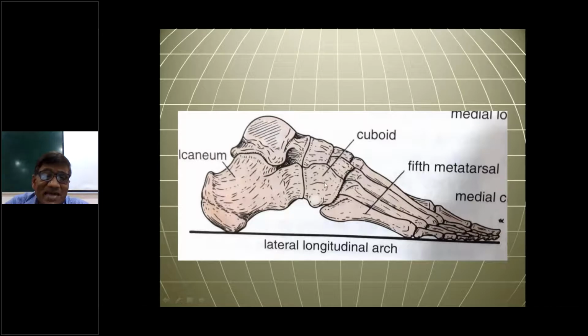So this is the calcaneo-cuboid joint. So this is the main joint of this arch, the calcaneo-cuboid joint.